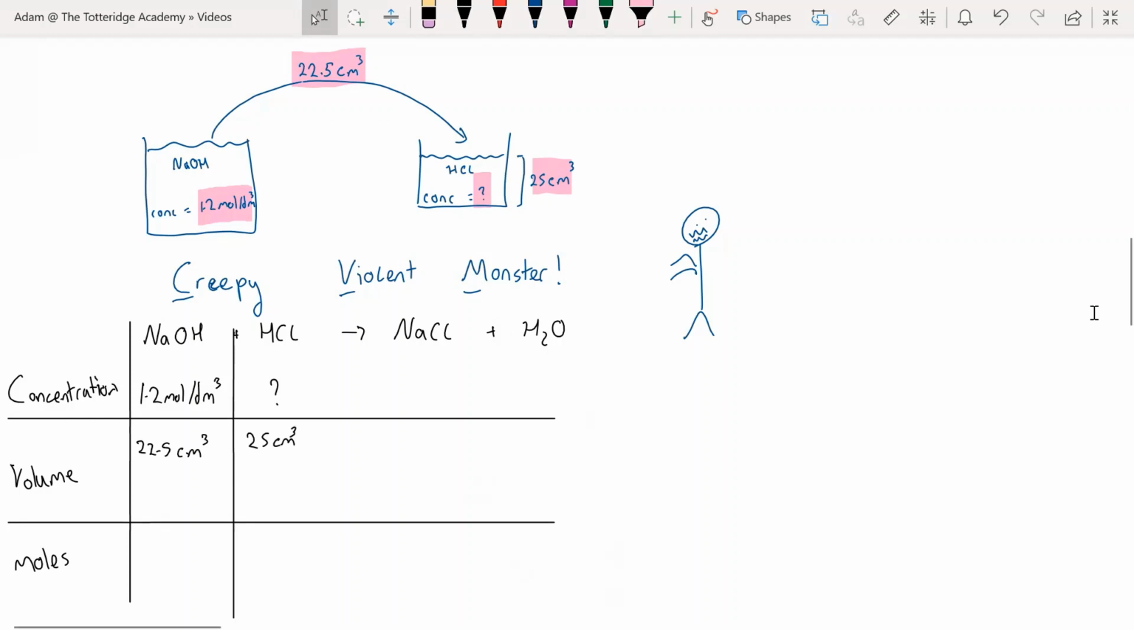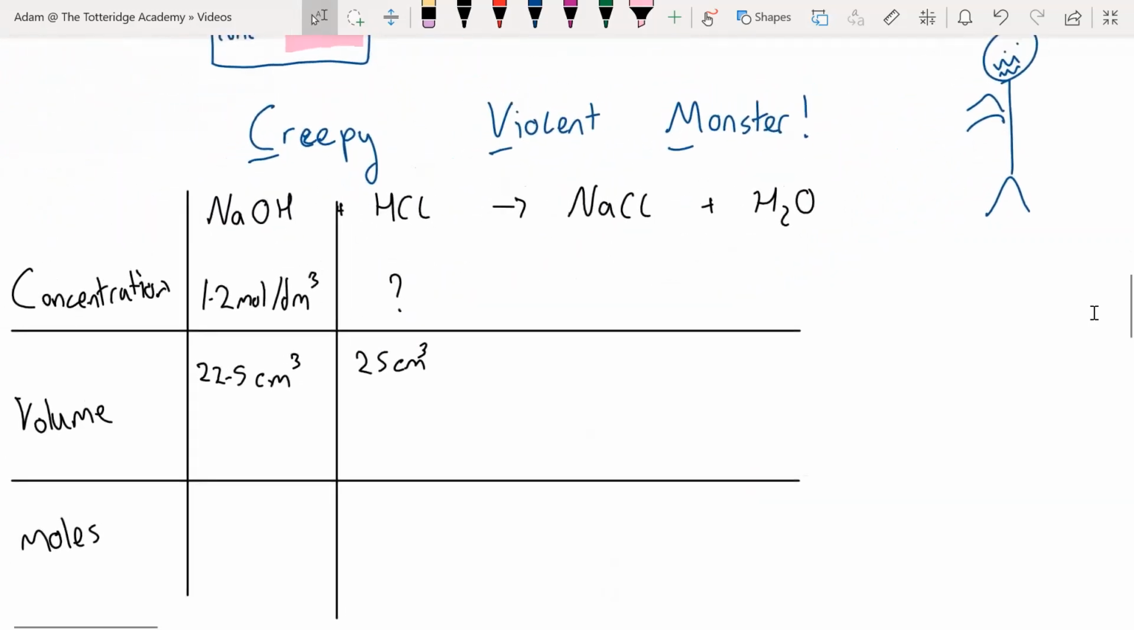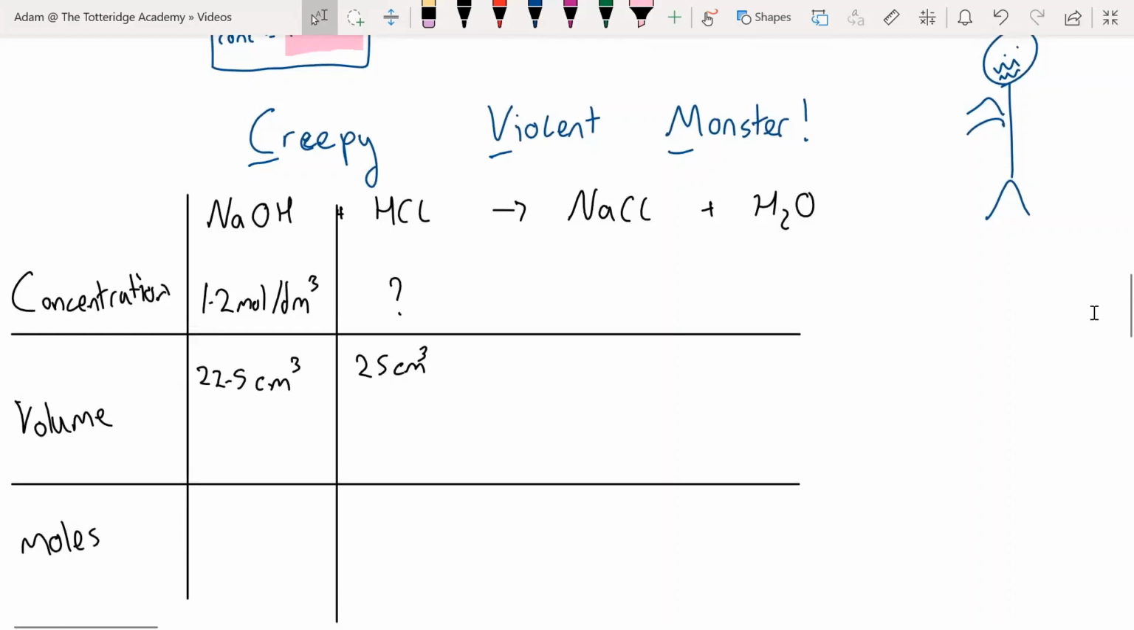No, they haven't. What I can do is use all of this information now. Because I've got the data down here in the table, I can move away from the picture. I can use all of this information to work out this, and the way I do it is by going round like that. So I'm going to start up here. I know my concentration and I know my volume. Well, hang on a second. Volume is in centimeter cubed. I don't like that. I'm going to turn that straight away into 0.0225 dm cubed, straight off the bat.